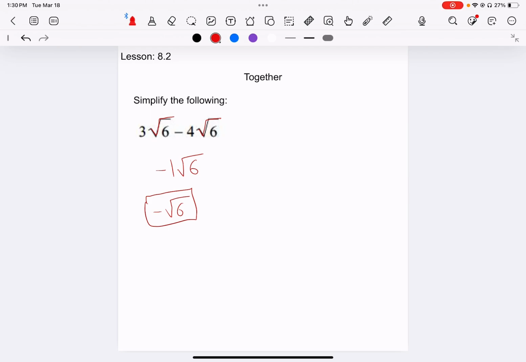It's the same idea as when I would simplify expressions. If I had 3x minus 4x, since they're like terms because it's the same variable, I can combine those to get negative x. Here, instead of the x, I just have radical 6.